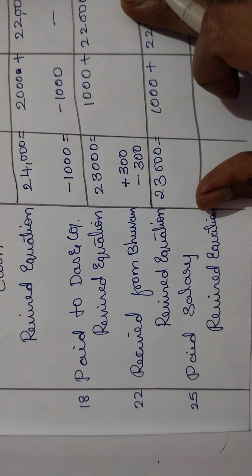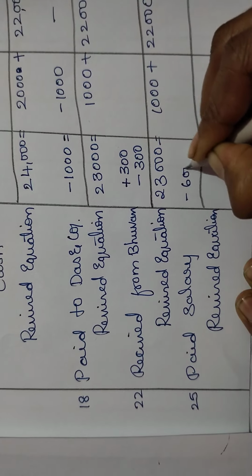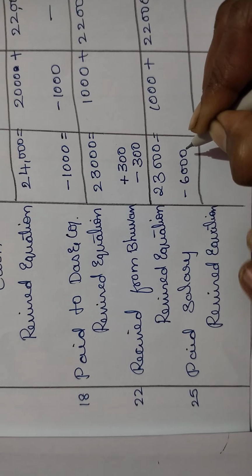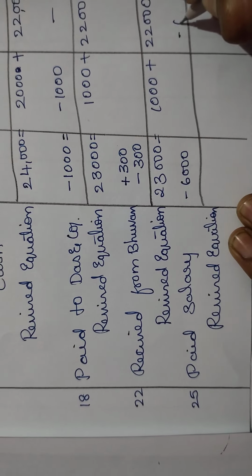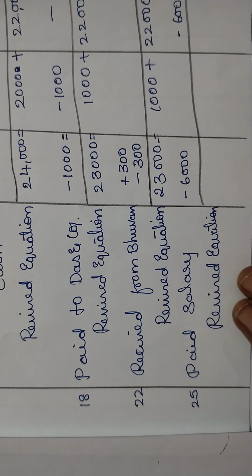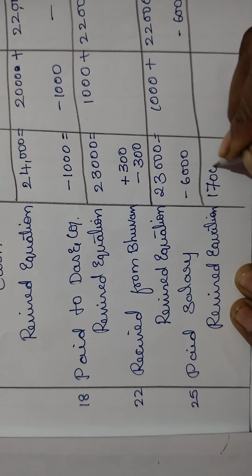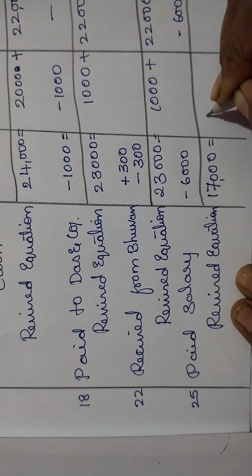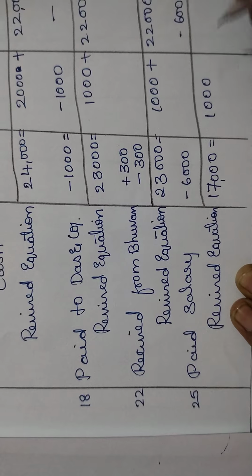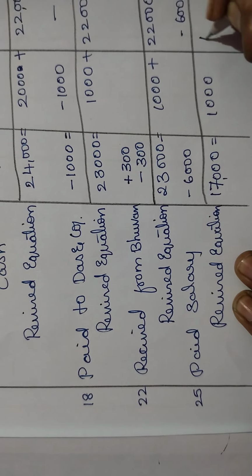Paid salary 6,000, minus 6,000 from your cash, minus 6,000 from your capital also. So 23 minus 6, the revised equation is 17,000. No changes in your liability. 22 minus 6 is 16,000.